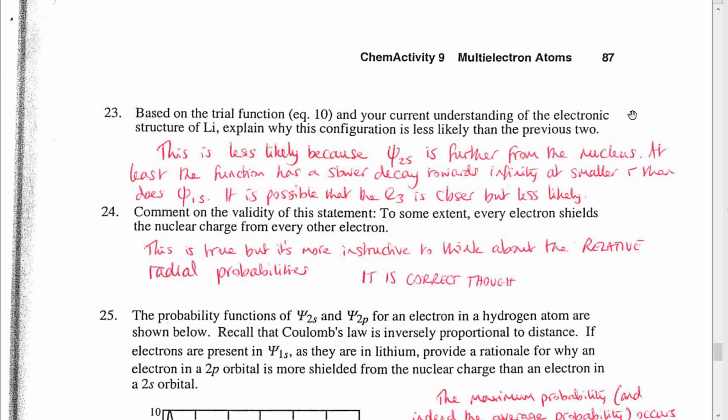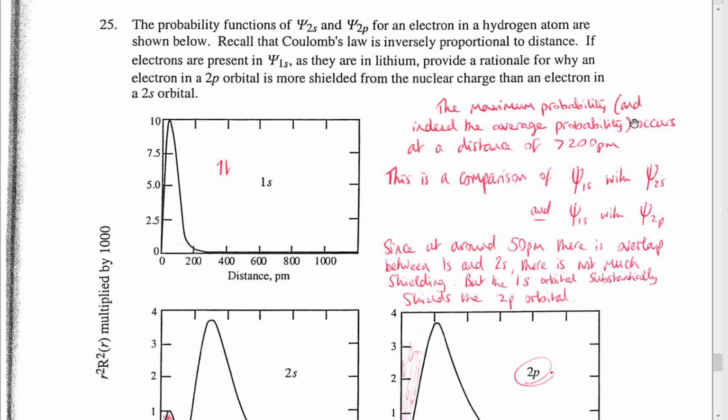So to some extent, every electron shields the nuclear charge from every other electron. This is true because we have a smeared out electron. We have effectively the electron being the square root of a probability density. That's the wave function for that electron. It's helpful, though, often to think about radial probabilities, and we'll come to that shortly. And now we get to question number 25, and this one requires a little bit of thought.